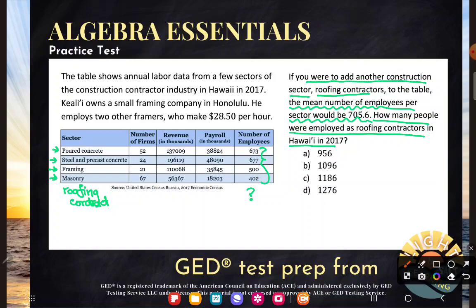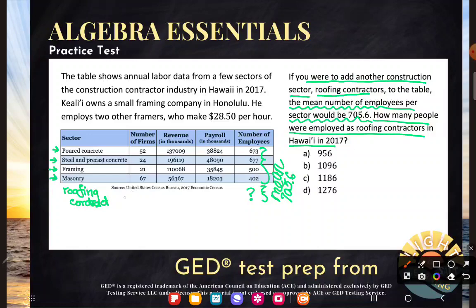The employees from the other 4 sectors. There's a 5th one that we need. We don't know what it is, but we do know something. We know the mean of all 5 of these numbers. We know what the mean would be if you added in that 5th number. The mean would be 705.6. And so what we have is a clue.